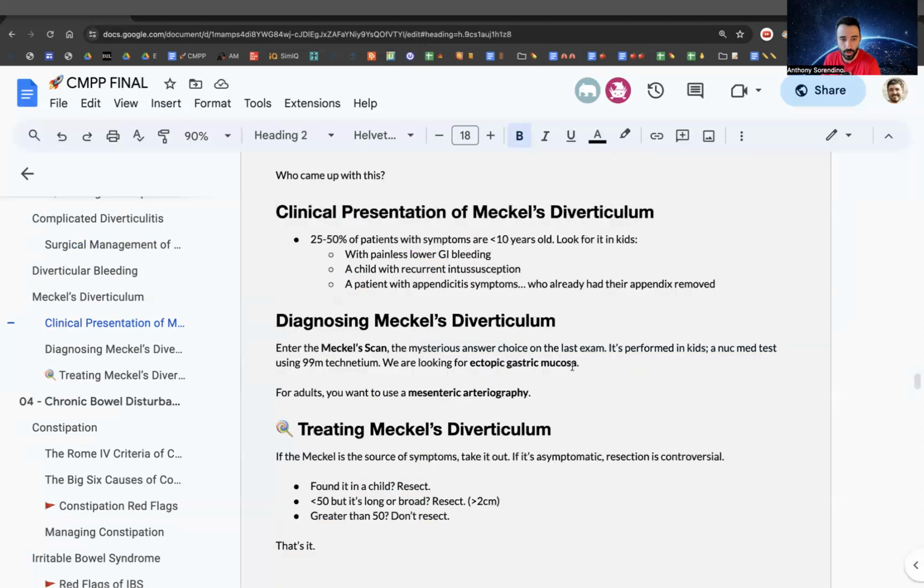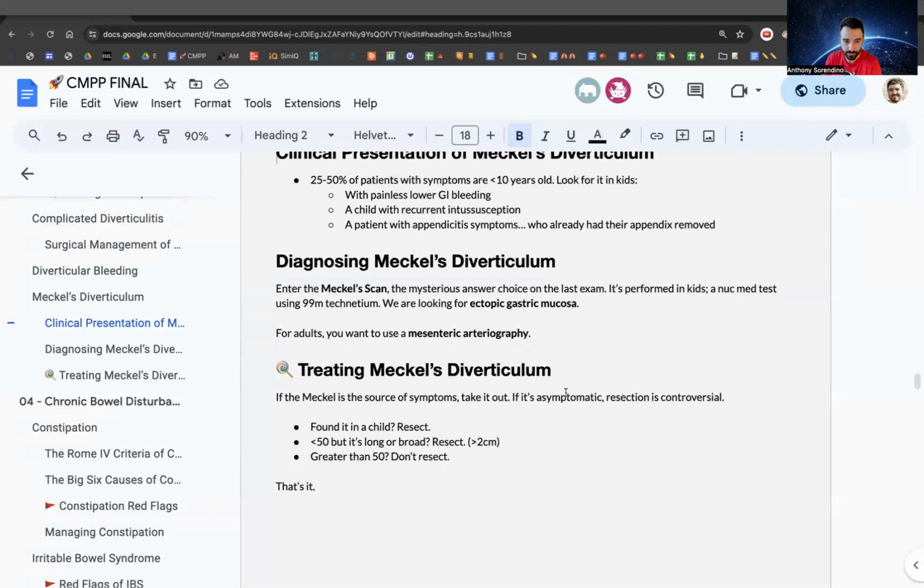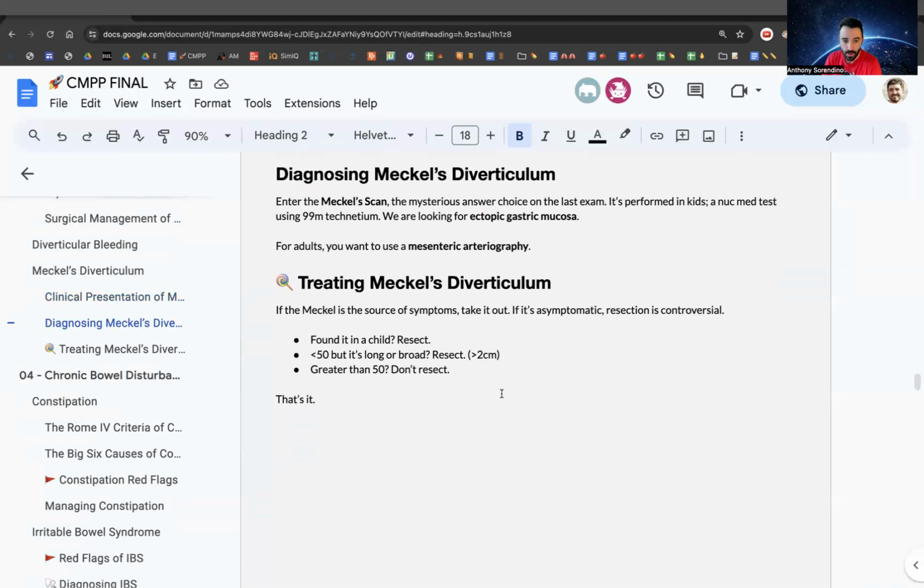Okay. So how do we diagnose this? We do a Meckel scan. This is a nuclear medicine test using 99m technetium. What we're looking for here is ectopic gastric mucosa, so gastric mucosa where it's not supposed to be. For an adult, we don't do the Meckel scan. We do a mesenteric arteriography. So nuke med for the kids with the Meckel scan, and mesenteric arteriography, which I think is just a CT scan with contrast, for adults.